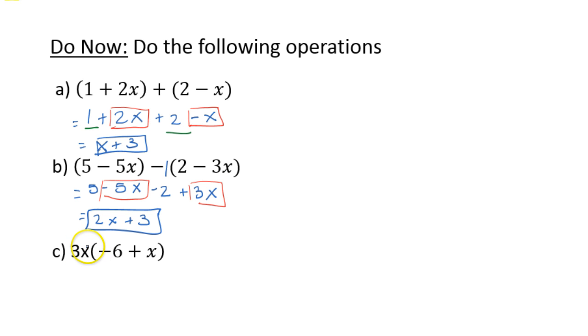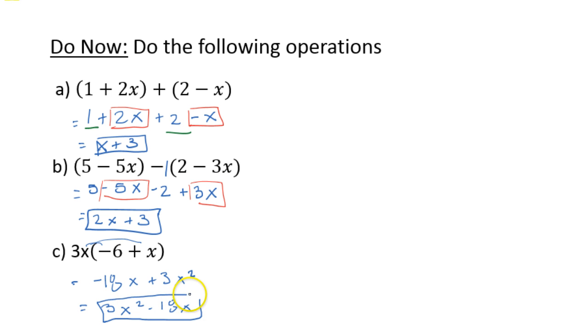We're going to distribute this 3x to both of my terms inside my parentheses, or inside my binomial. We get negative 18x plus 3x squared. If we were to write this in standard form, this would give us 3x squared minus 18x, and this would be our solution. So again, this was just our warm-up to get us into the right state of mind when it comes to working with these imaginary or complex numbers.